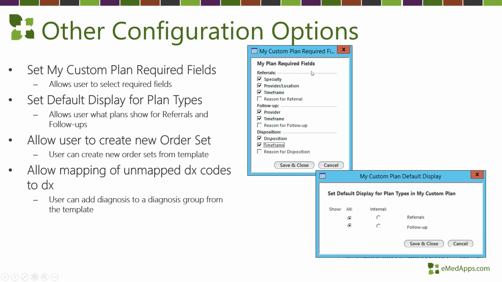When you actually have My Plan required fields, so when you place a referral, there's going to be requirements that you're going to have on there. Also, when you place a follow-up order, you may have some other requirements as well, and then disposition. So these will come up when you click on those blue links, and the same for both of them.